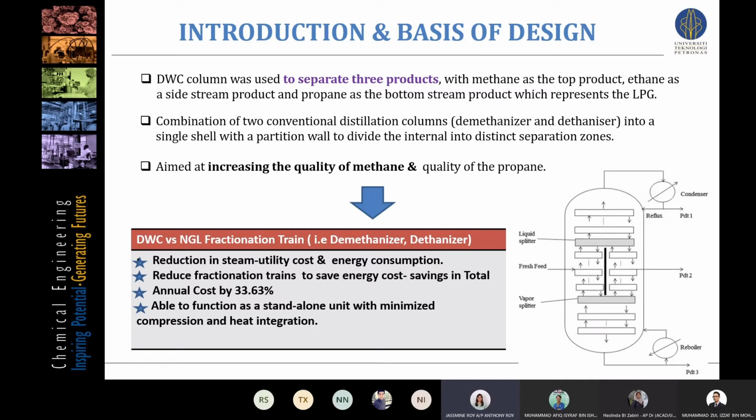As the multi-component feed enters the column, the quality of the methane is increased at the top, while propane is increased at the bottom. Some of the advantages to take note of are the reduction in utility and energy costing, as well as it being able to serve as a standalone unit with minimized compression.